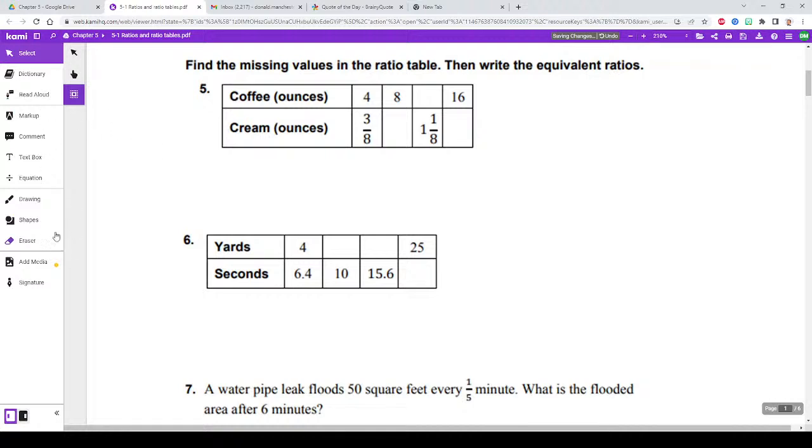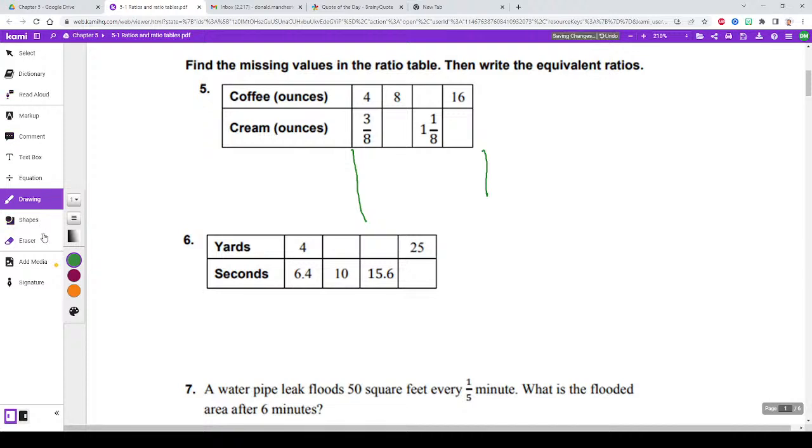All right. So we've got 3 numbers that we're missing. So we're going to do this 3 times, and maybe I should do it like this. For the first one, we're doing 8 divided by 4, which is 2. And then we're going to do 3/8 times 2, which is 6/8, or better known as 3/4.